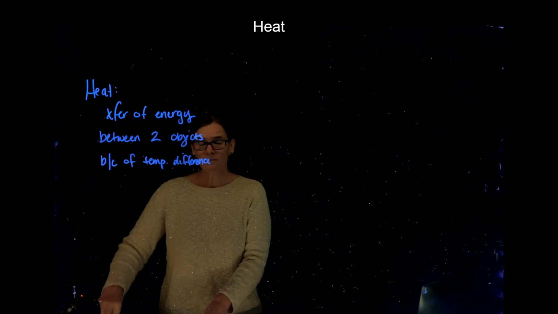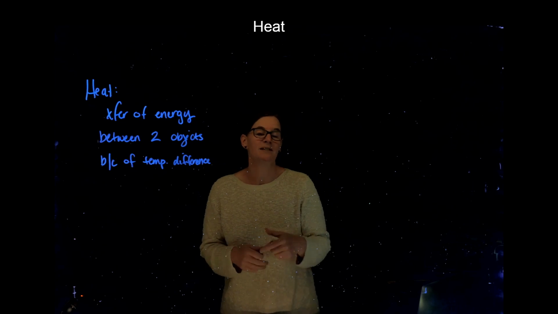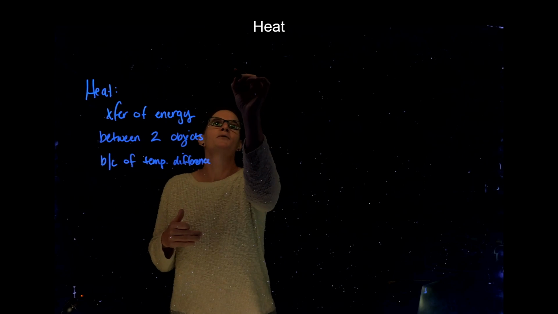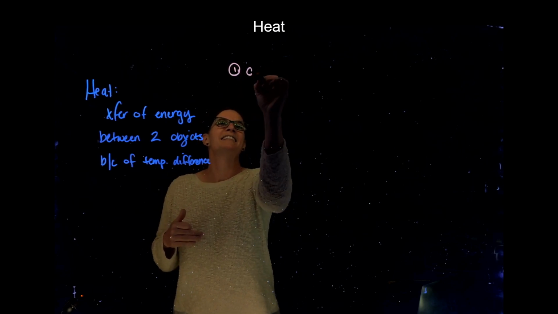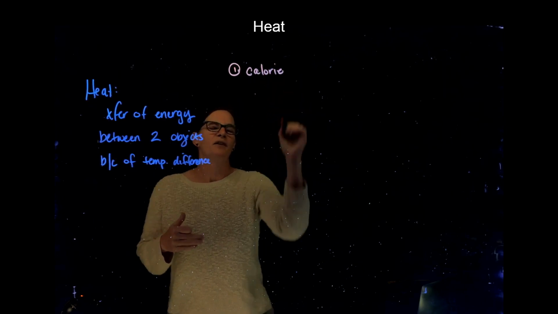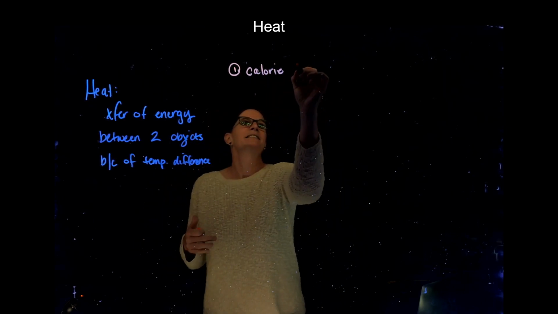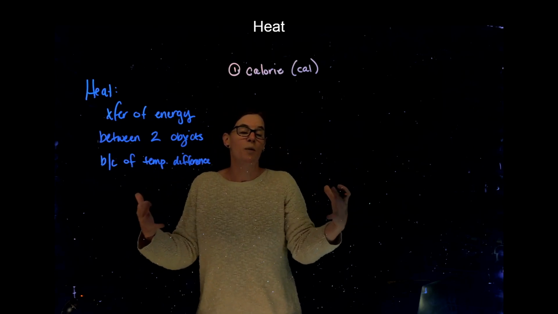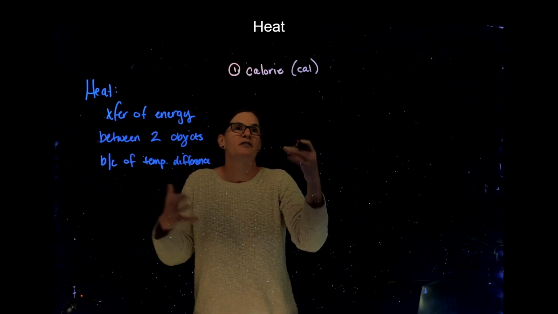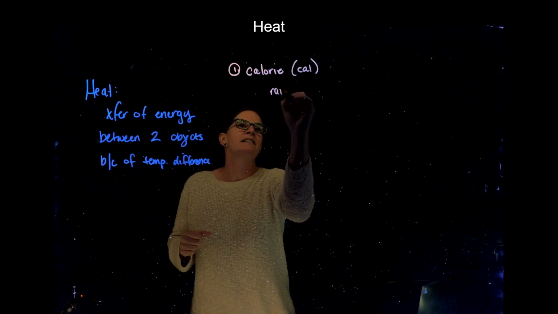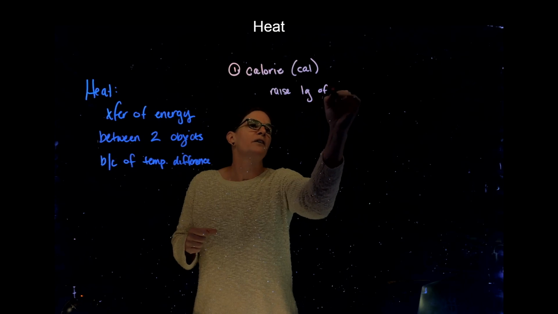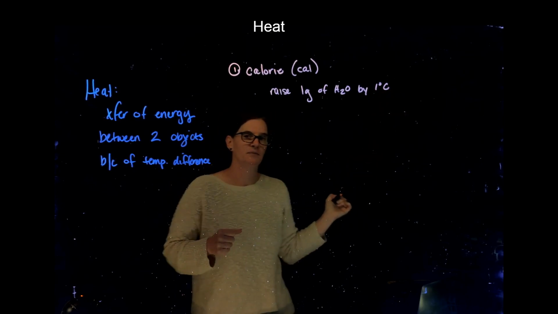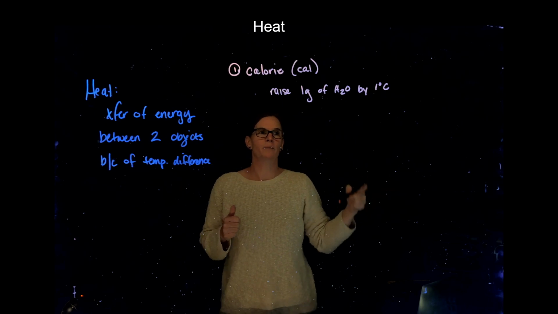Now, we actually use multiple units to describe heat. So we're going to go over each one of those units. The first unit that you'll hear in description of heat is the calorie. Right? So the calorie, lowercase cal, is how much energy is required, how much heat needs to be transferred, how much energy required to raise 1 gram of water by 1 degree Celsius. Okay, so to raise 1 gram of water by 1 degree Celsius.